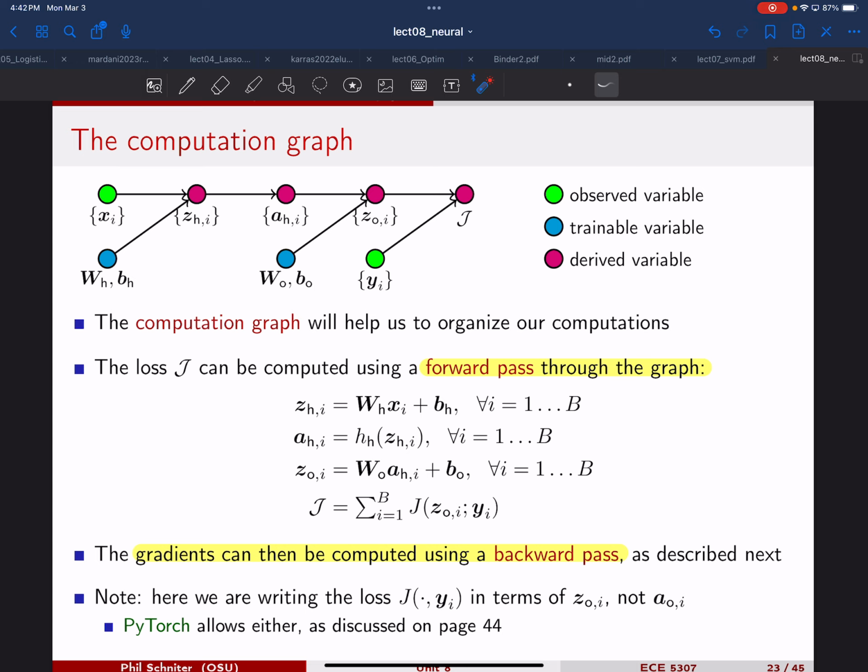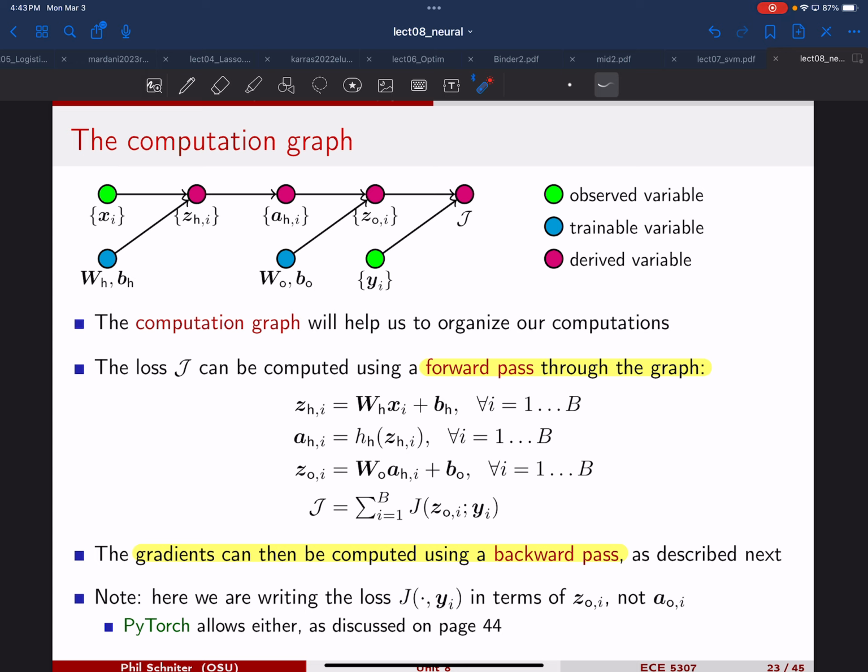Let me just point out one thing. You'll notice that I am not computing the activations in the output layer here, just computing the scores and directly computing the loss based on the scores. But as we know, you could insert another line here. You could insert another node in the graph that has the outputs. It would just make things a little bit more complicated, and this is enough for us to describe all the ideas.